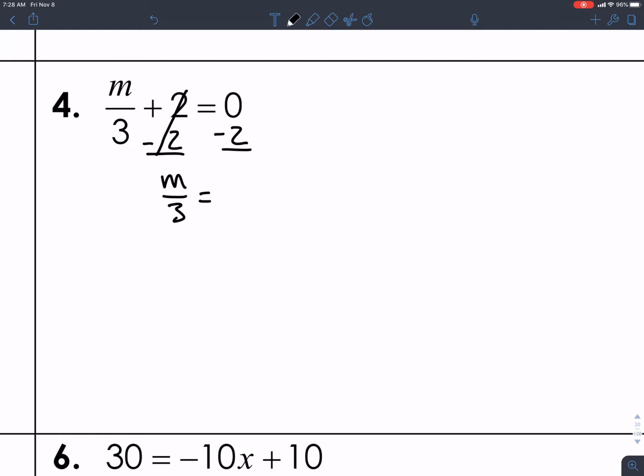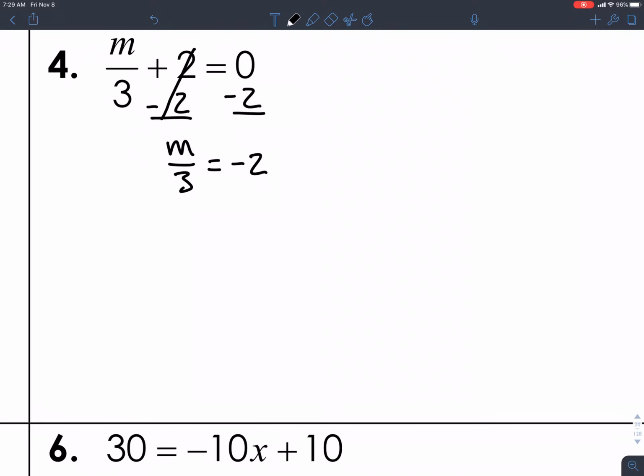You might go, well, 0 minus 2 is 0. No. Think about a number line. 0. And I subtract 2, I got to go 2 to the left. So basically it's negative 2. Hopefully this is getting a little bit easier. Again, we go back and look, what is being done to the variable? Well, let's read our number sentence that we have now. M divided by 3 equals negative 2.